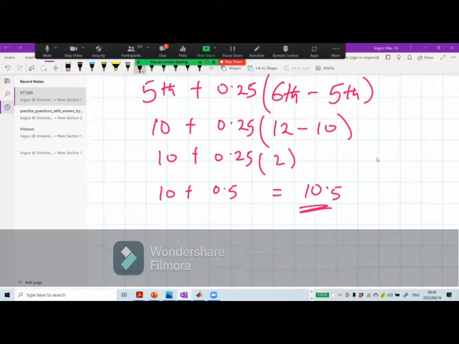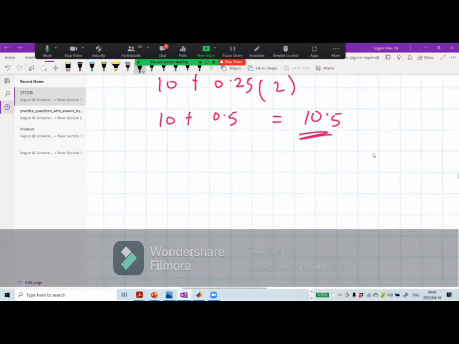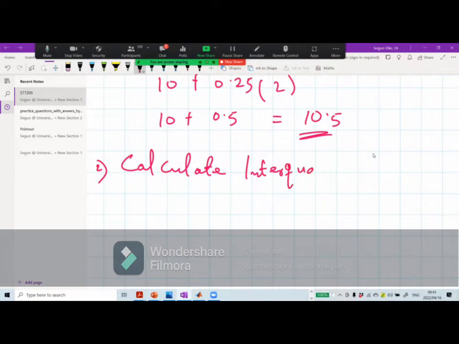So different options will be in the answers. Now, the question can ask you, please calculate. Number 2 question says calculate the interquartile range. They are there in your multiple choice.